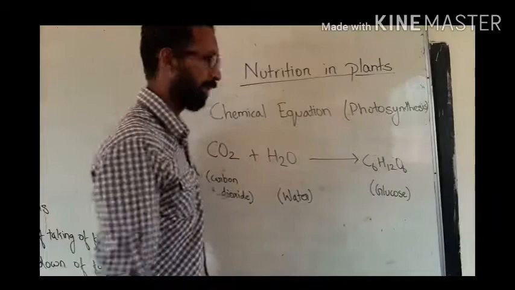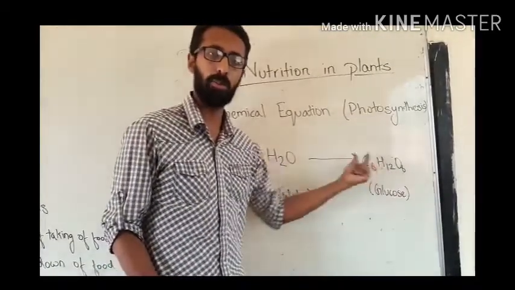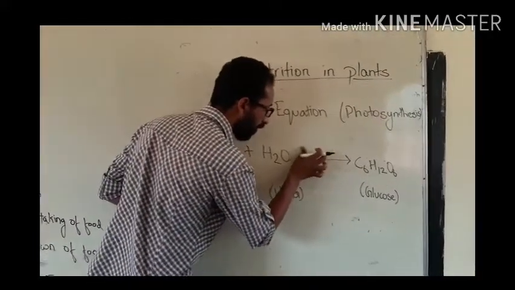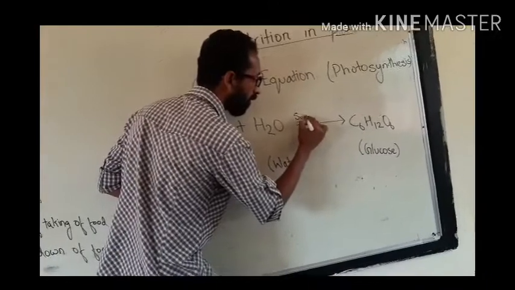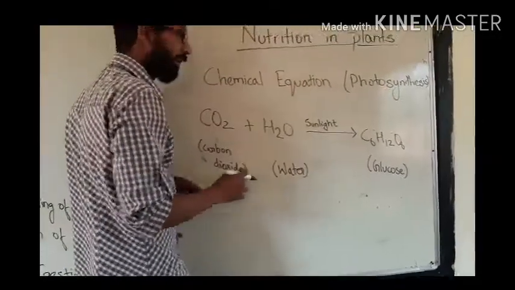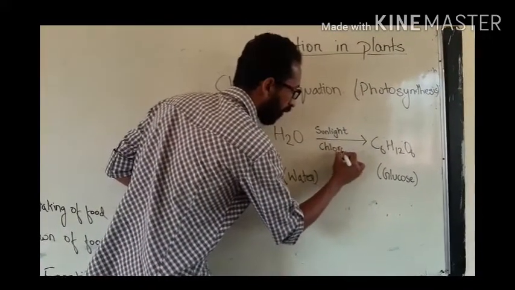Glucose. This is the process of formation of food by the leaves. Now this is done in the presence of sunlight and is done in the chlorophyll.